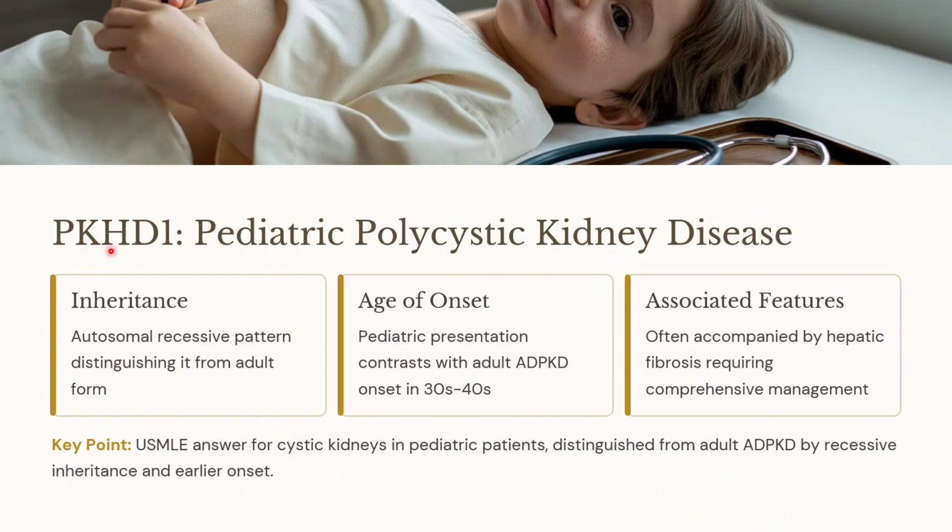What about pediatric polycystic kidney disease? This has an autosomal recessive pattern. That is the difference between adult and pediatric polycystic kidney disease, occurring in a child. This will be accompanied by hepatic fibrosis. So the adult form will present with hepatic cysts, and the pediatric autosomal recessive polycystic kidney disease will present with hepatic fibrosis.